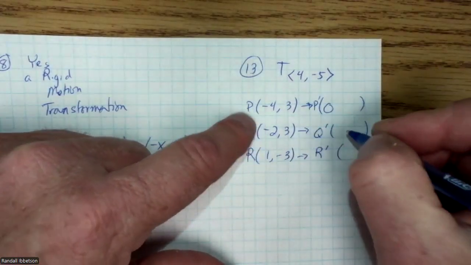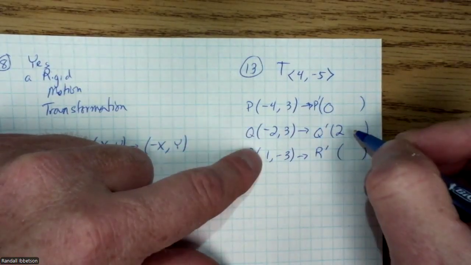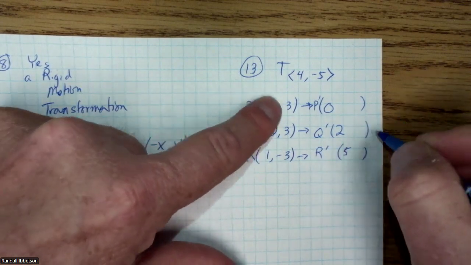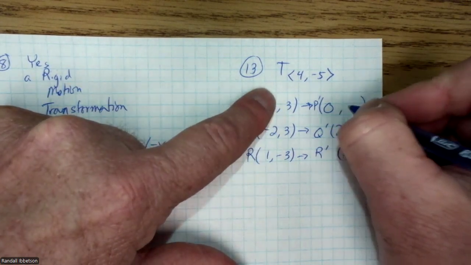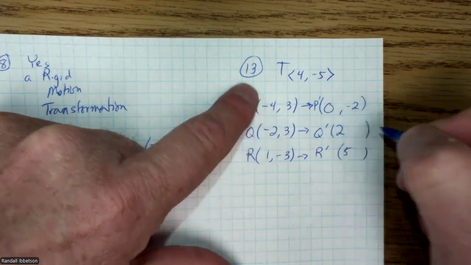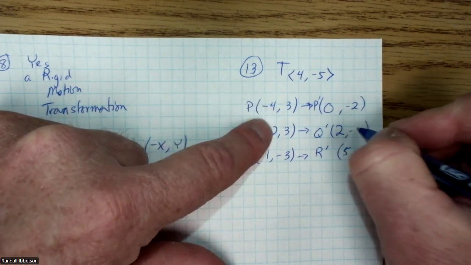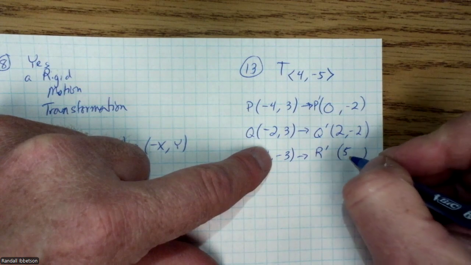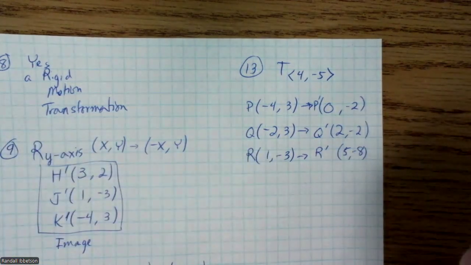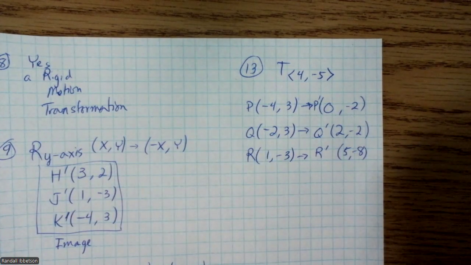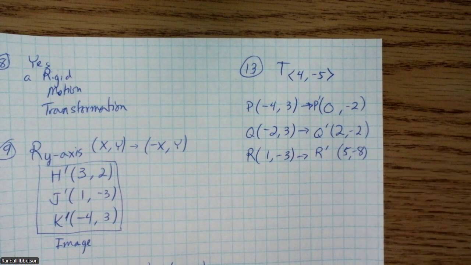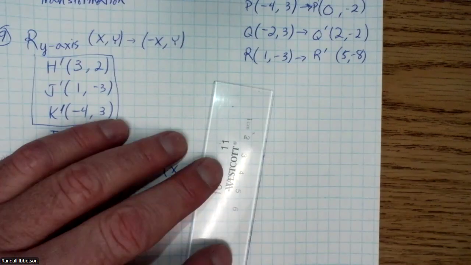-4 plus 4 is 0. -2 plus 4 is 2. 1 plus 4 is 5. 3 minus 5 is -2. 3 minus 5 again, -2. And -3 minus 5, -8. All right, very good. So that was number 13.